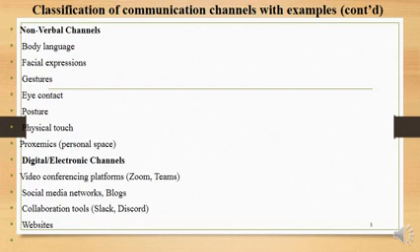In the non-verbal channels, we have body language, facial expressions, gestures, eye contact, posture, physical touch, or personal space, which is also known as proxemics. We have the digital and electronic channels, which are video conferencing platforms such as Zoom and Teams, social media networks, blogs, collaboration tools like Slack and Discord, and websites.